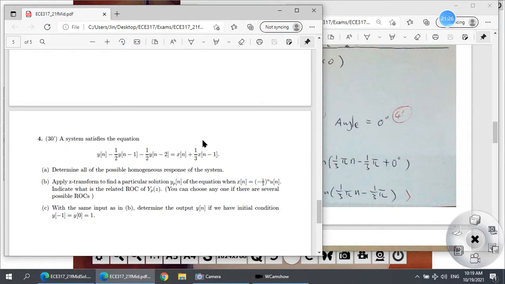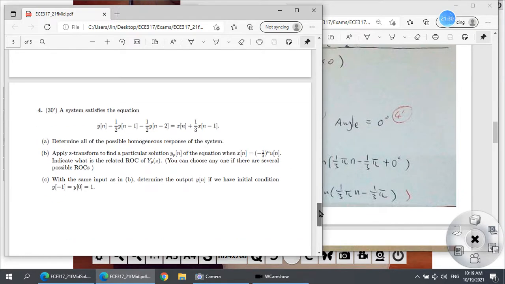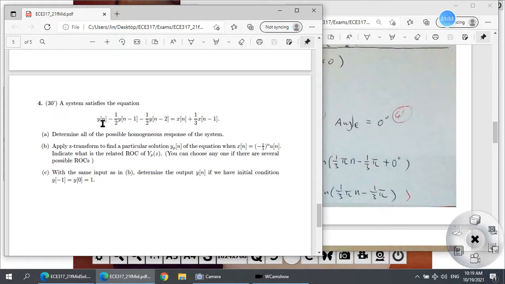We have a system. This is problem 4. We have a system satisfying this equation, and we need to determine all the possible homogeneous responses of the system. Then apply Z transform to find the particular solution when the input is this one.